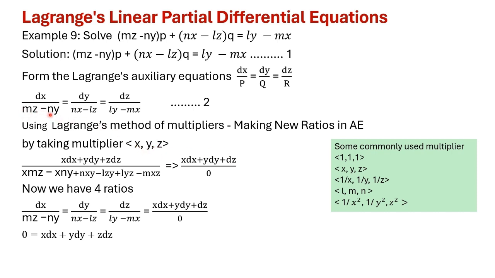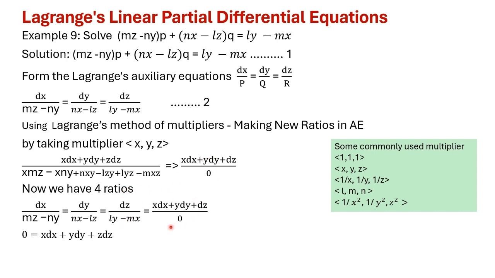and x into this term. So it becomes xmz minus n xny plus y into this term will become this, plus z into this term becomes this. When we simplify this, here it becomes 0. Now we have 4 ratios. These three are original ratios and this is the newly formed ratio.